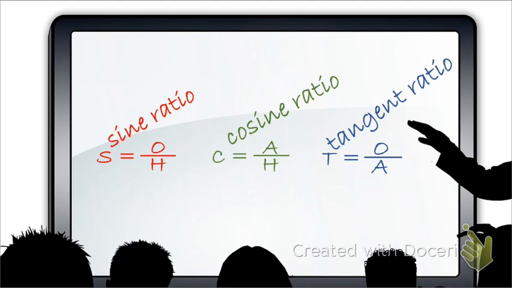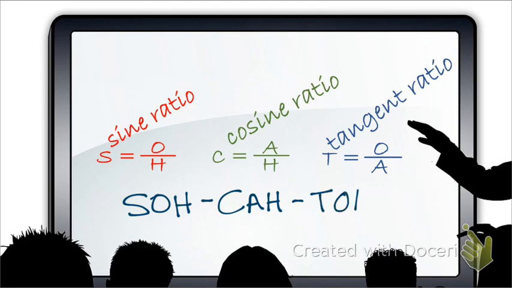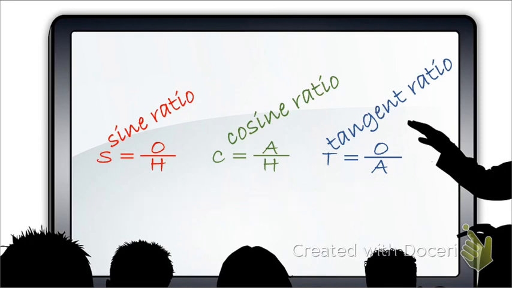SOH CAH TOA. The SOH part comes from sine being opposite over hypotenuse. The CAH part comes from cosine being the adjacent over the hypotenuse, and the TOA part comes from tangent being the opposite over the adjacent. So if you can remember SOH CAH TOA, you can usually get all of the parts that you need in the right places when you're writing one of these ratios.